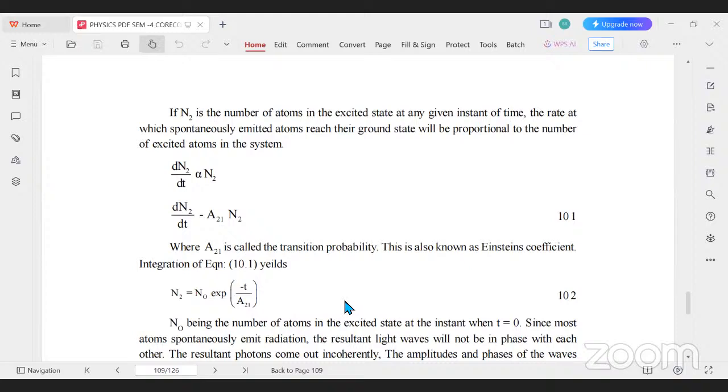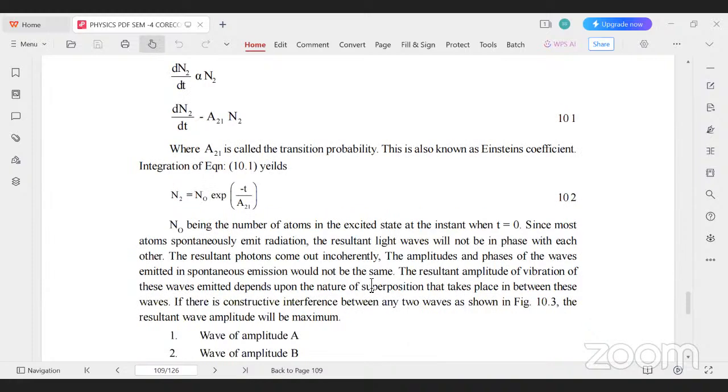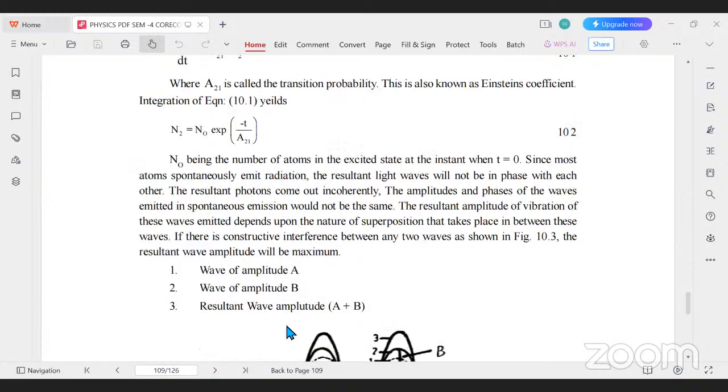Since atoms spontaneously emit radiation, the resultant light waves will not be in phase with each other. The resultant photons come out incoherently. The amplitudes and phases of the waves emitted in spontaneous emission will not be the same. So the resultant amplitude of vibration of these waves depends upon the nature of superposition that takes place between them. If there is constructive interference between any two waves, as shown in the figure, the resultant wave amplitude will be maximum: wave of amplitude A and wave of amplitude B.